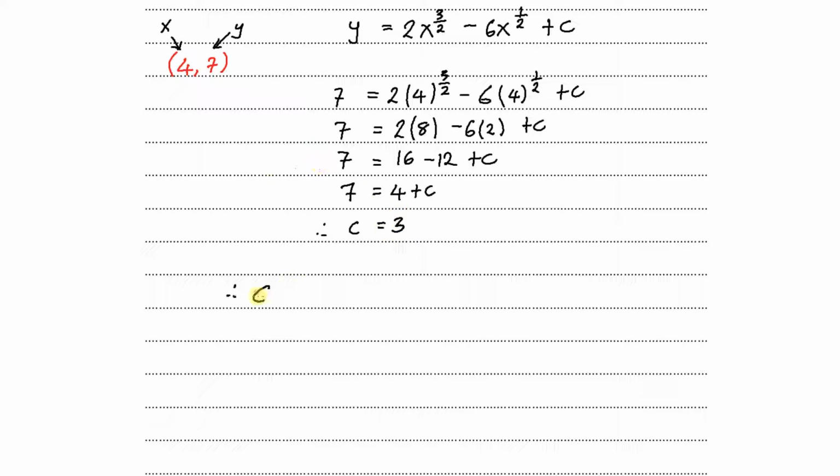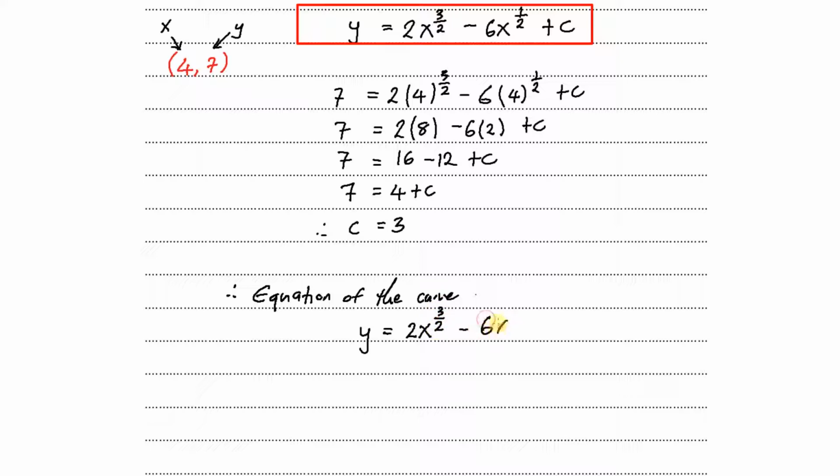Which therefore means the equation of the curve should come out as y is equal to 2x to the power of 3 over 2 minus 6x to the power of a half plus 3. So this here is the equation of the curve. And that's it for question number 2.